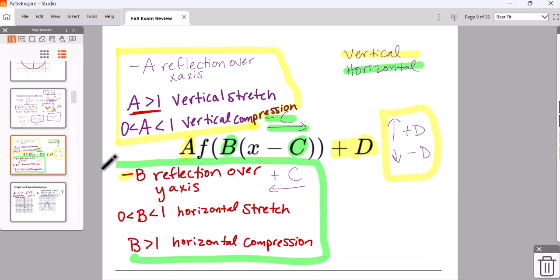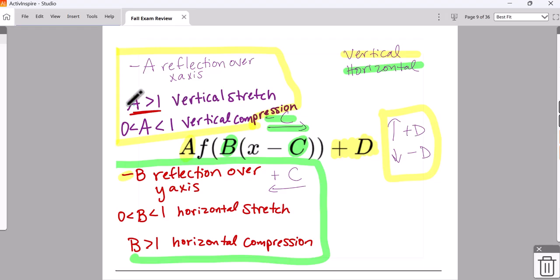And so B is all similar things. So like A and B are both multiplied by things. B is multiplied by x, A is multiplied on the outside. And so B is also a reflection if it's negative, but it's over the y-axis. It's a horizontal change. If B is between 0 and 1, it's a horizontal stretch. So we're stretching it out horizontally, which is backwards from what we saw with the A value.